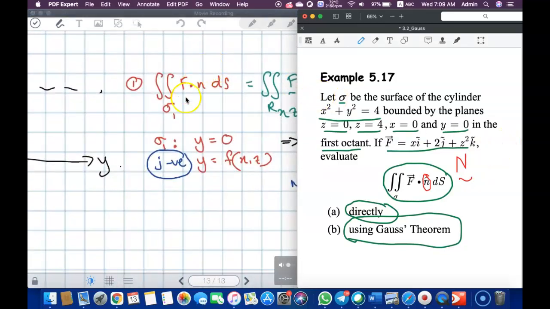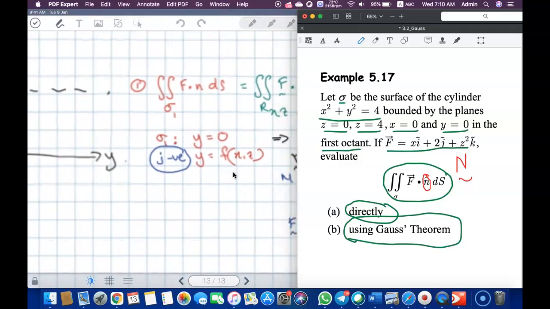Now to obtain the surface integral for sigma 1, we need the equation of the surface. As we know, the surface sigma 1 is given by y equal to 0. So in general our function is in the form y is a function of x and z, where our region should be lying on the xz plane, right?